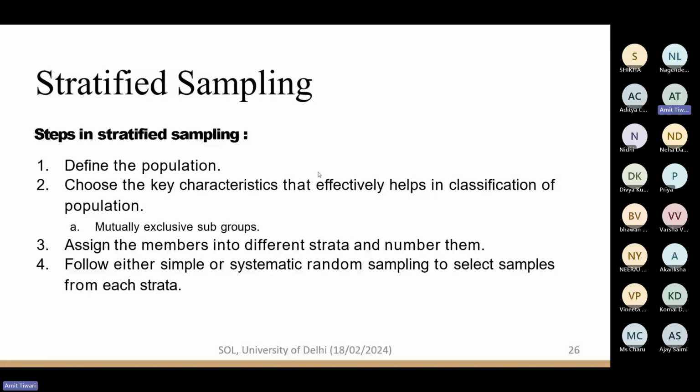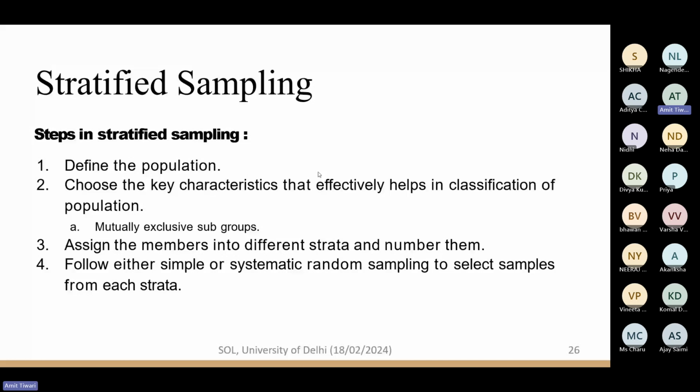Then each and every member of that particular group is assigned to different strata, and numbers are given. Then follow either simple random sampling or systematic random sampling to select the sample from these strata.